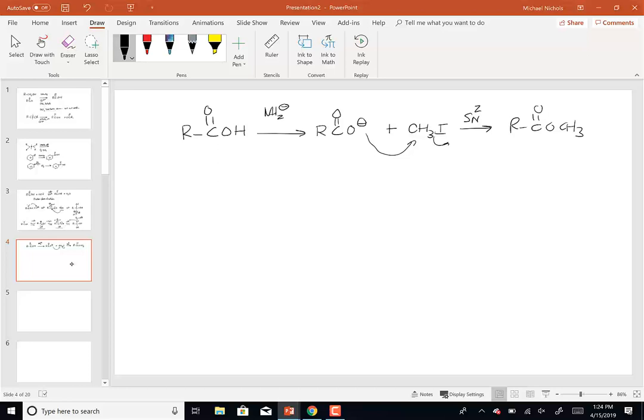Not quite strong enough. That would be the same. An NH2 minus would be the same. I need something other than an NH2 minus. So NH2 minus is a strong base. What else is a strong base?